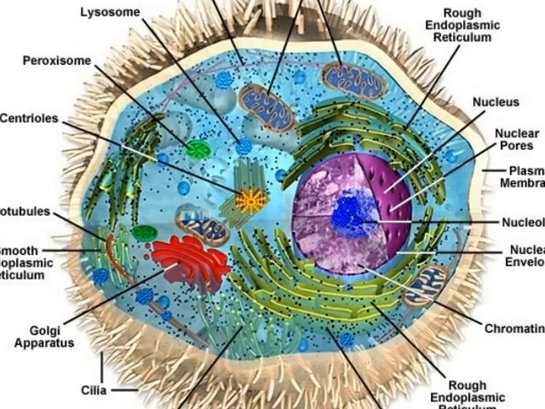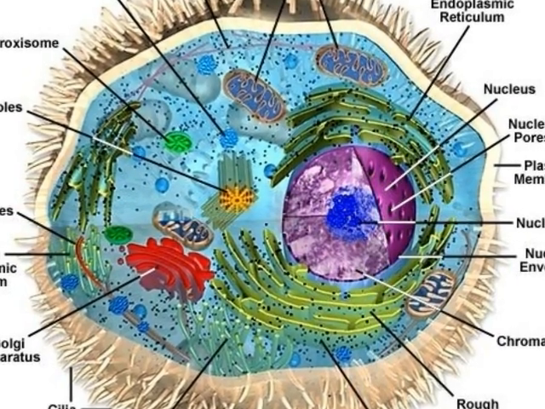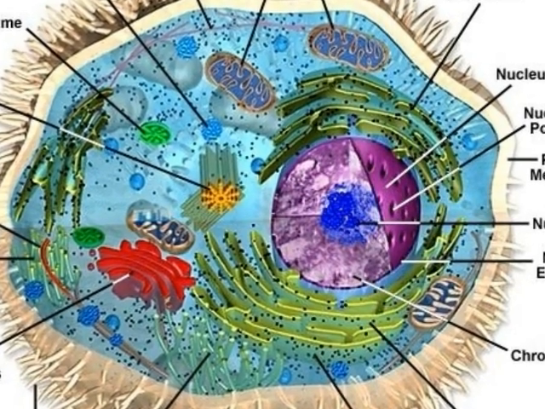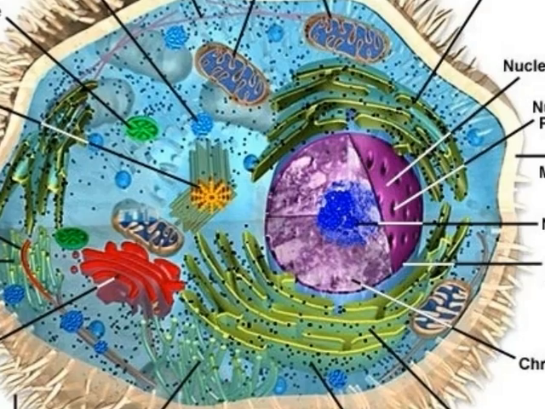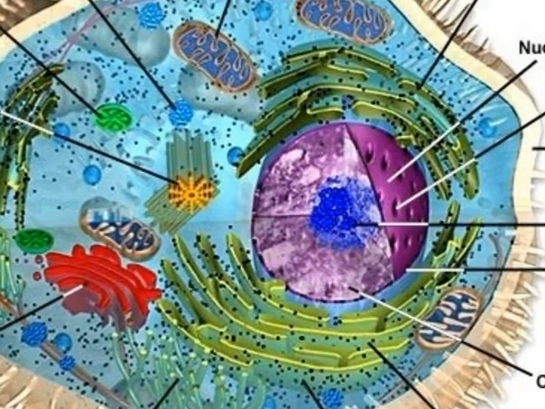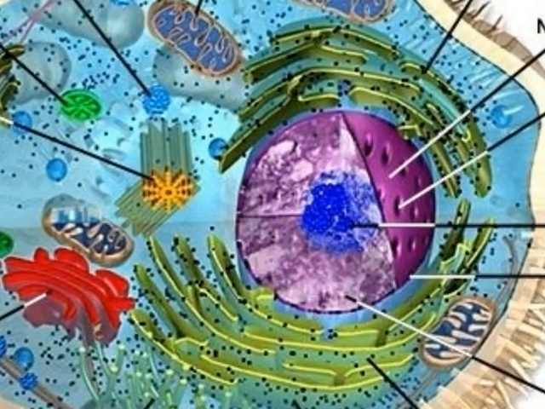This purple thing you see is the nucleus, and the nucleus is a round body that contains DNA and a lot of organelles. The nucleus is surrounded by the nuclear envelope, which is also called the nuclear membrane.